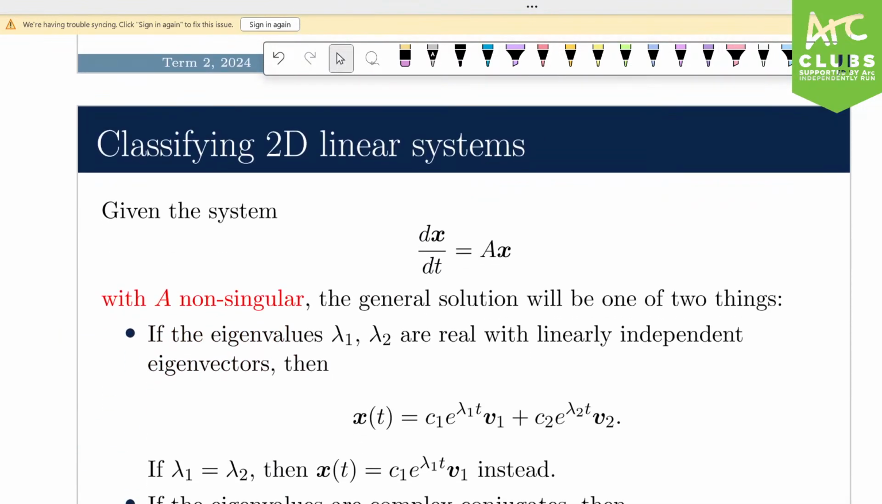So given this system, dx on dt is Ax with A non-singular, the general solution is going to be one of two things. So we consider the case where the eigenvalues are real and we have linearly independent eigenvectors. Then, as we saw before, we just write it as, this comes from the definition.